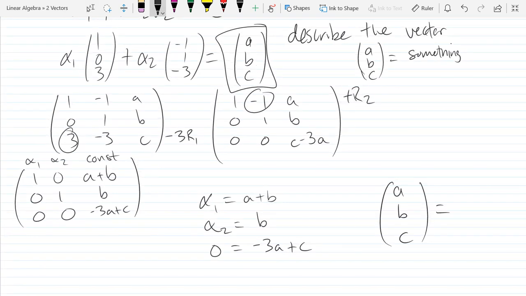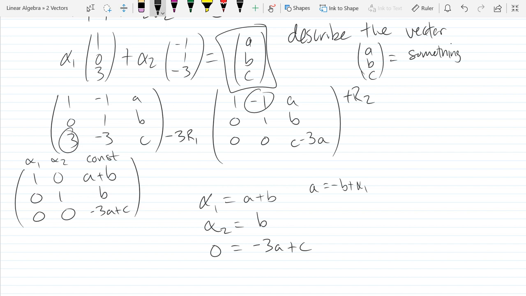Now think of these three equations right here. One thing I can do is solve for A in the first one, solve for B in the second, solve for C in the third. And then I'll have A equals, B equals, C equals. So that would be one way to do it. So the first equation, A equals negative B plus alpha 1. I think I'm going to run out of room, so let me get that vector out of the way. So A equals negative B plus alpha 1.